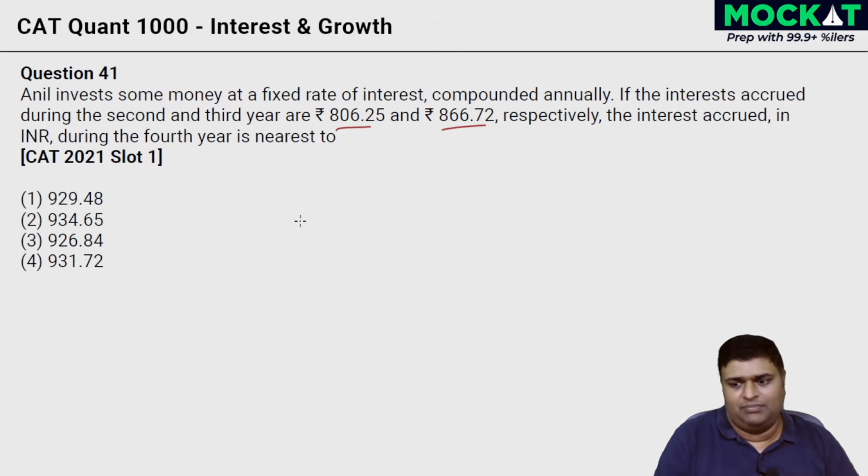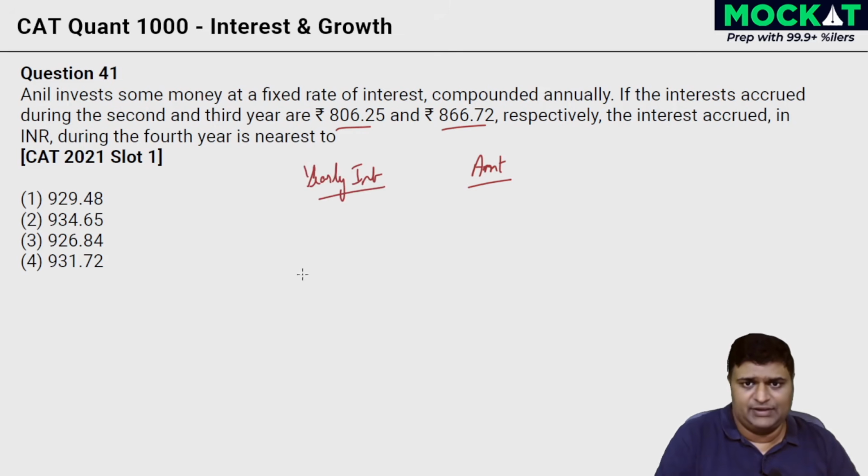So in the interest and growth lesson, we've seen for compound interest, there are two things which are going to grow at the rate of interest. One is the amount. The amount is always going to grow at the rate of interest, and so is the yearly or annual interest. Every year's interest under compound interest is also going to grow at the same rate. So the second and third year we have, and the fourth year we have to find.